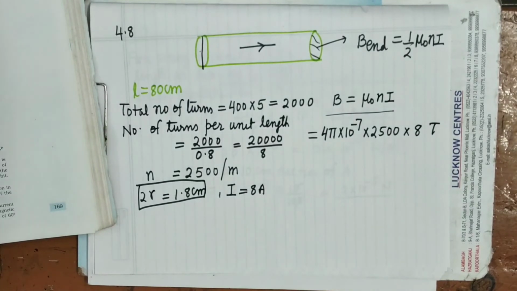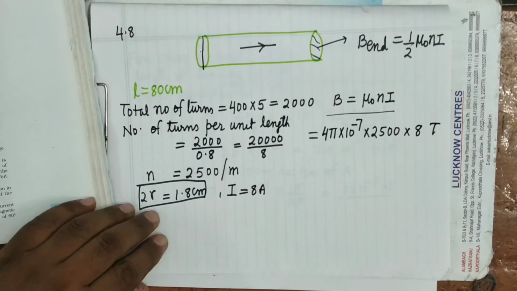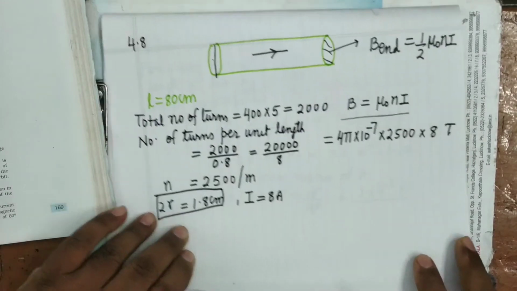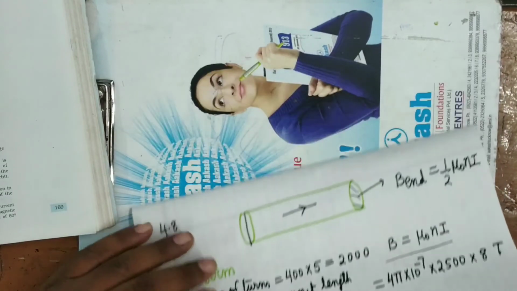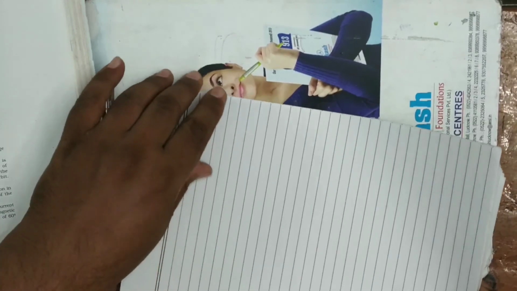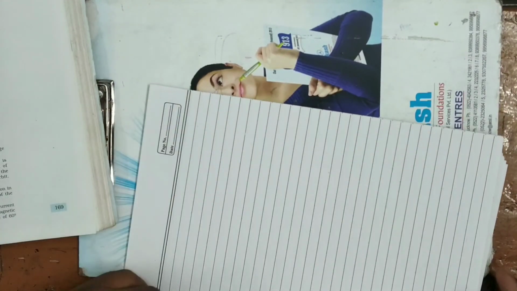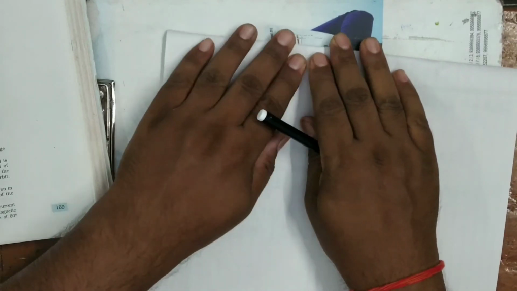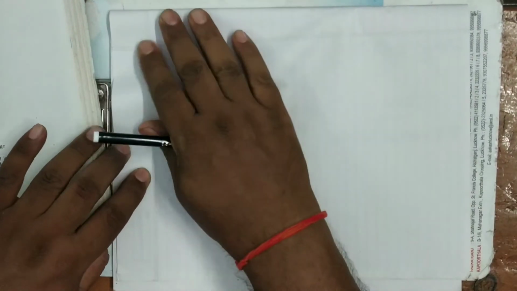It's clear. Now after this, you can see question number 4.9. This question is based on the next chapter, so I will not do 4.9. Now you can see 4.11. It's clear.